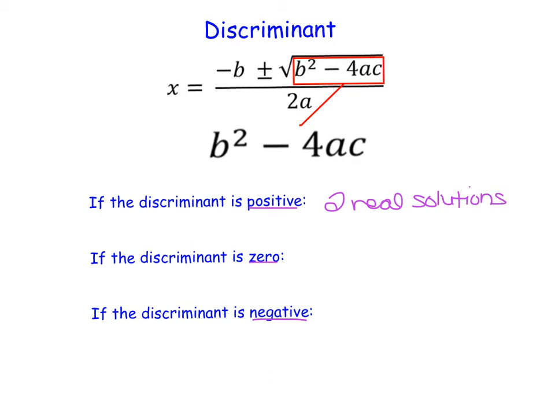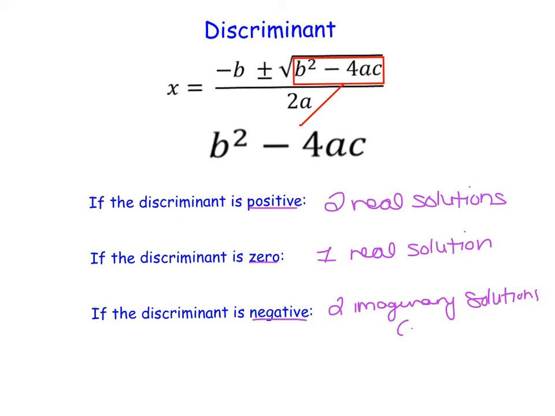And then when the discriminant was 0, we had 1 real solution. So this is where we had a repeated answer, where we only had one unique answer, but it was real. It did not contain the imaginary i. And then if the discriminant was negative, we ended up with two imaginary solutions. So both of these solutions contained the imaginary i.